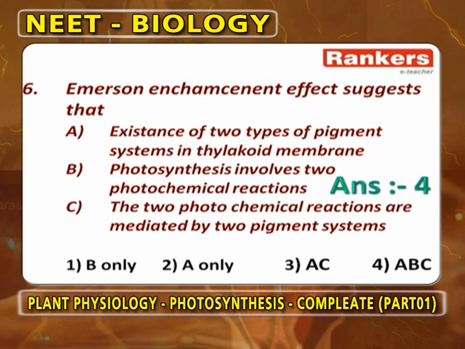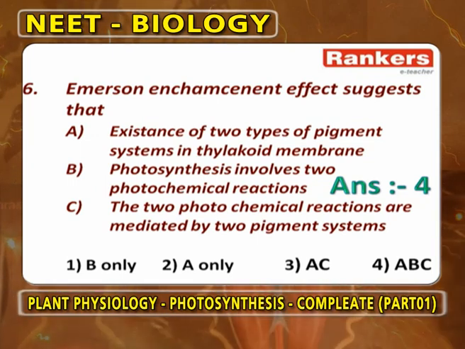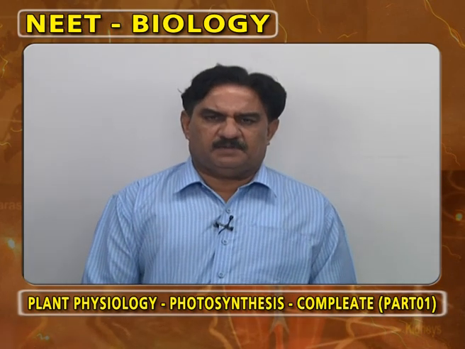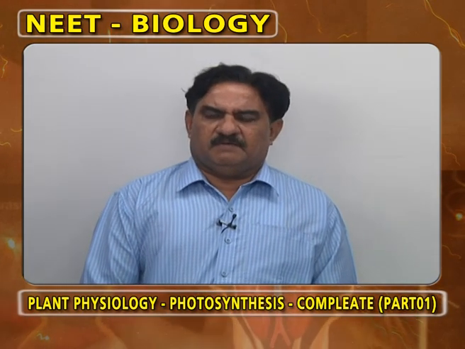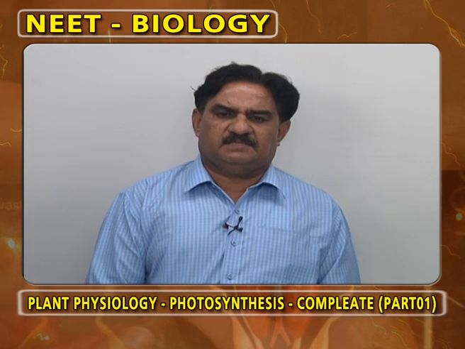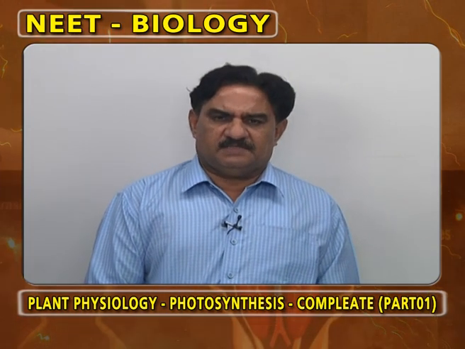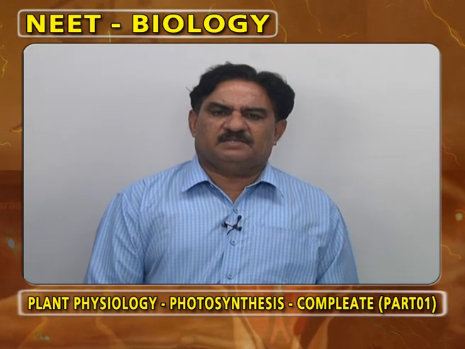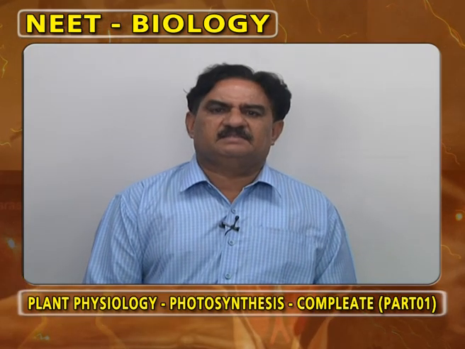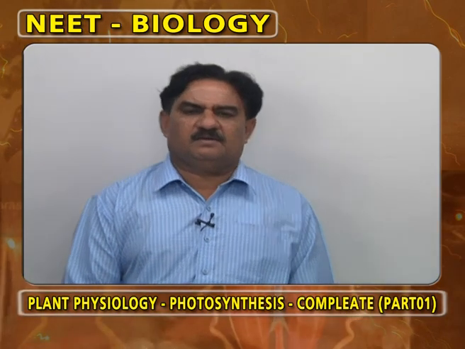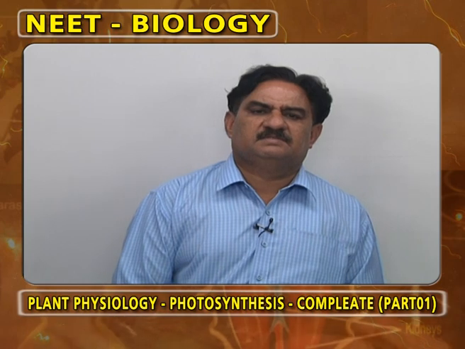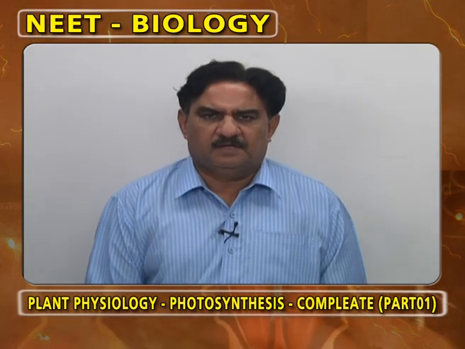Emerson enhancement effect suggests what? What is the Emerson enhancement effect? There are two beams of sunlight, 700 and 680, playing an important role in photosynthesis. Whenever 680 is exposed to chloroplast, the rate of photosynthesis will be good. Emerson thought that 700 nanometer is still better for photosynthesis, so he exposed the higher wavelength, far red region, 700 nanometers of sunlight, on chloroplast. Surprisingly, he noticed a sharp decline in the rate of photosynthesis. He called it red drop.